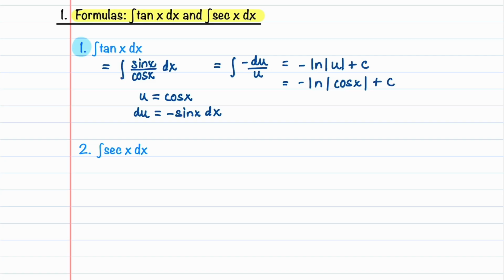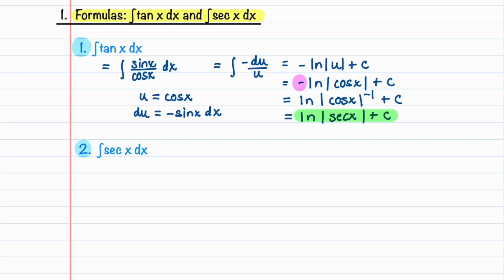We're not done yet because what's customary is we're going to take this negative sign right here and put it in the power. And we can do that because of the properties of the natural log. This then becomes the natural log absolute value cosine x to the minus 1 plus c. And we know that 1 over cosine is equal to secant. So we can write this as the natural log absolute value secant x plus c. And there's our answer and our formula.